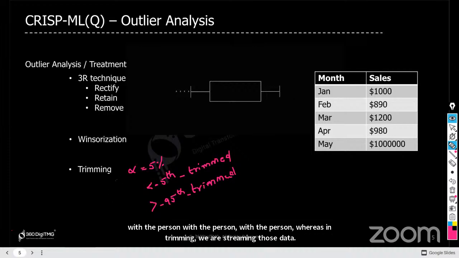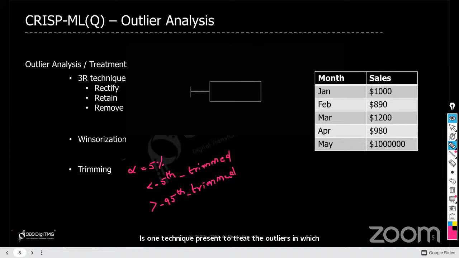Winsorization is one technique present to treat the outliers, in which we will replace the values which are less than the 5th percentile with the 5th percentile, and the values which are above the 95th percentile are replaced with the 95th percentile.